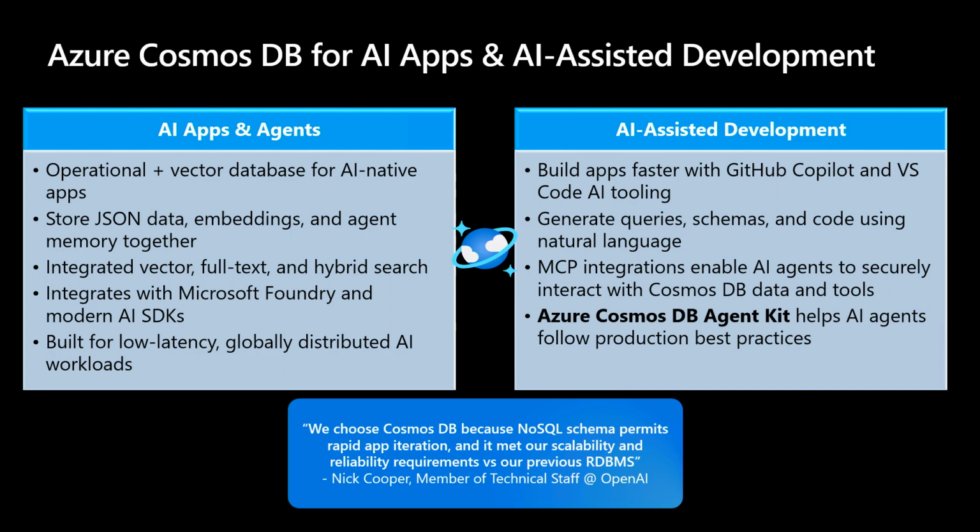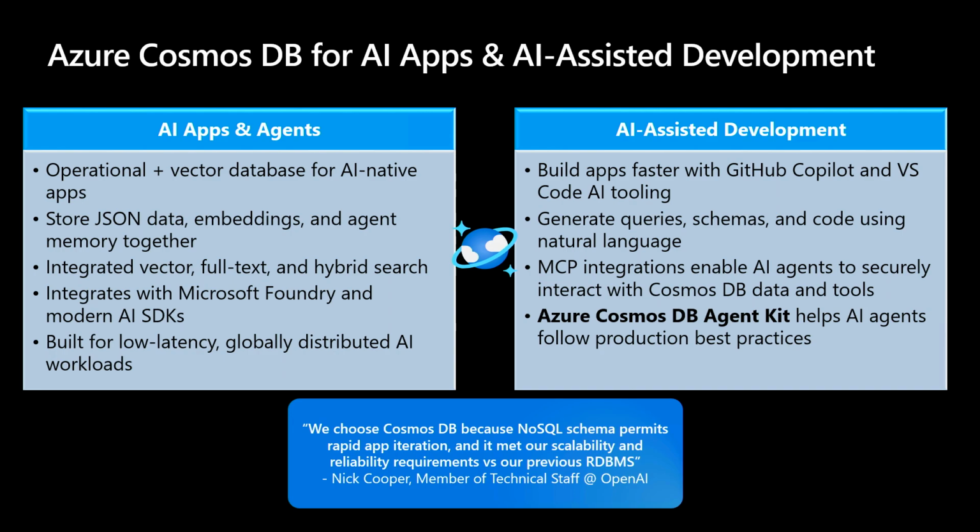And also, it has great integrations with tools like Microsoft Foundry, where you can host your large language models, of course, and you've been hearing a lot about Foundry, as well as AI SDKs and so on. And it's really built for these low latency, globally distributed AI workloads. So a great example is OpenAI, who is using Azure Cosmos DB very heavily for their ChatGPT service.